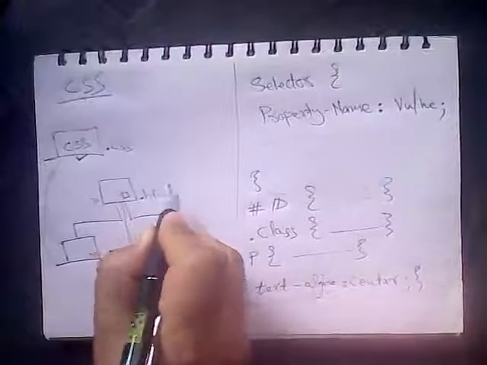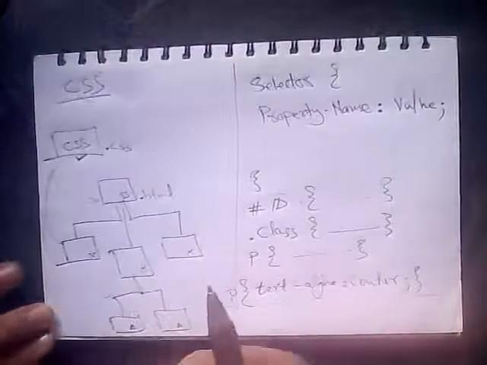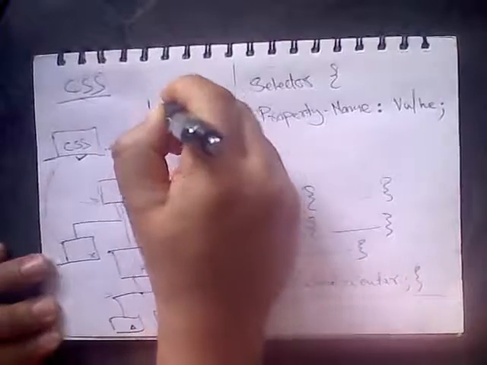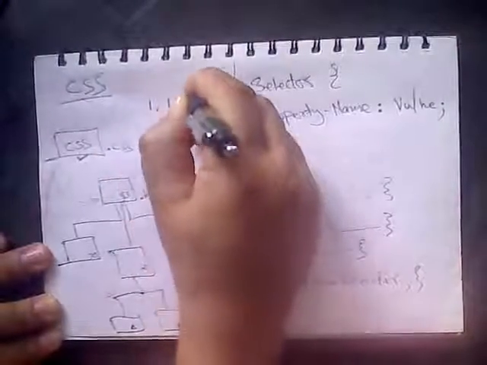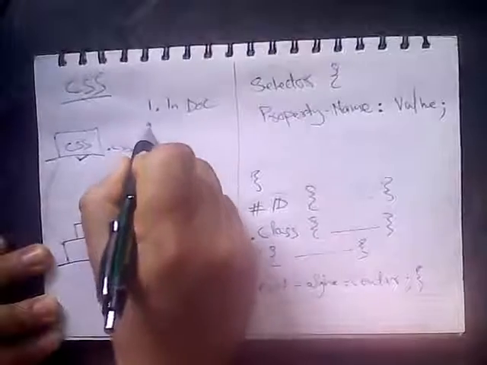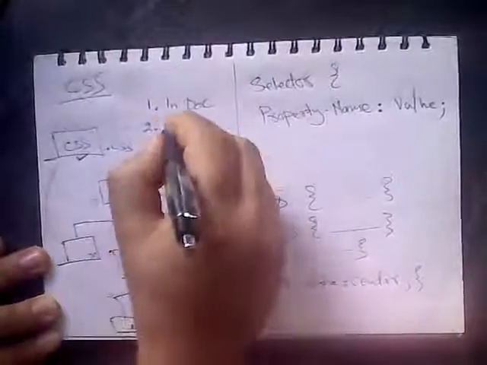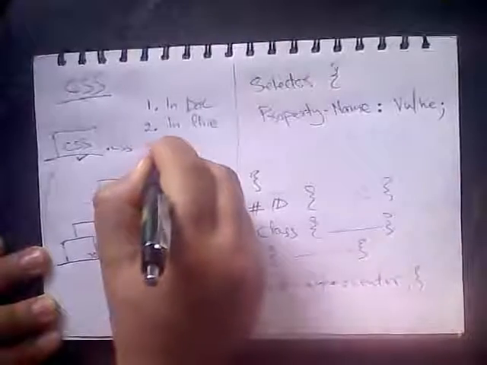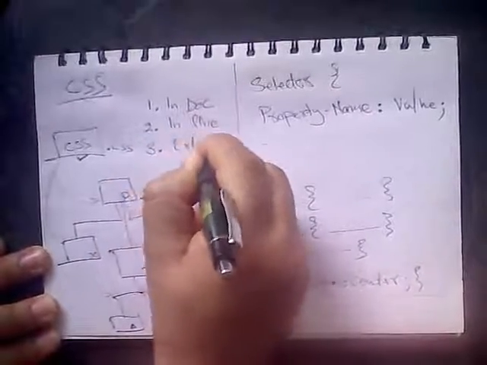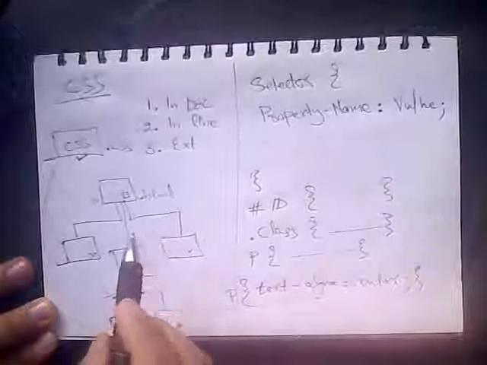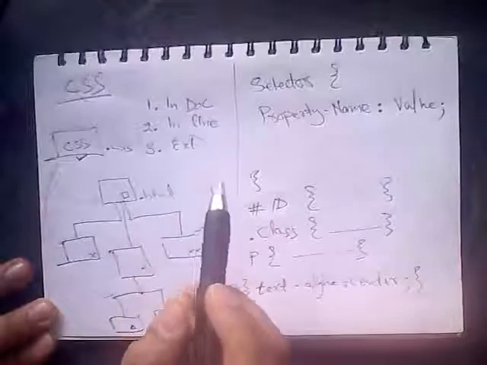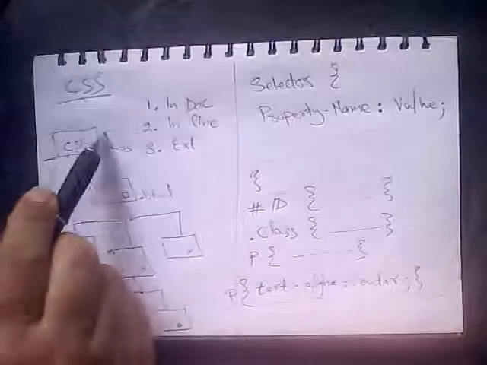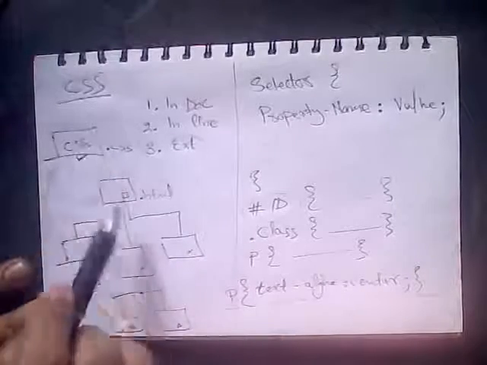So for that, there are also a few methods. One method is called in document. So we'll see that as well. The other method is inline. We'll have a look at that. The third method is external file. This is the mostly used method and recommended method. What does external file means? You create one file and then include it everywhere.